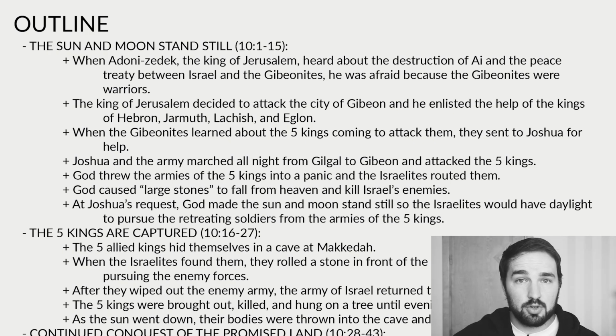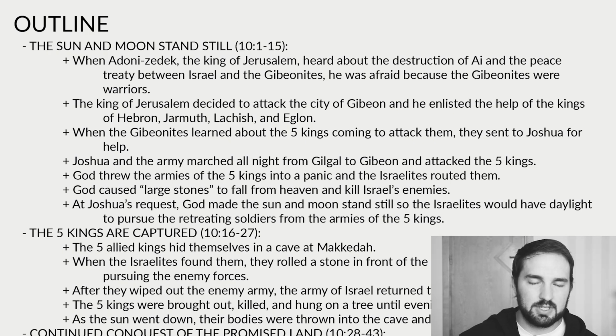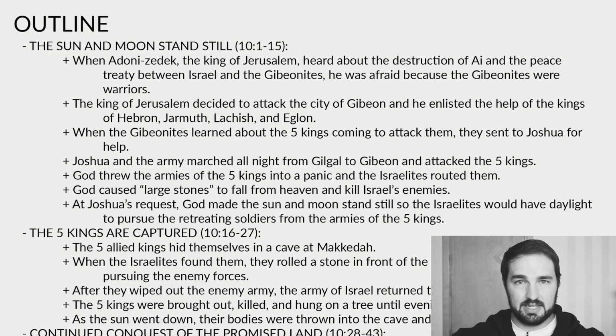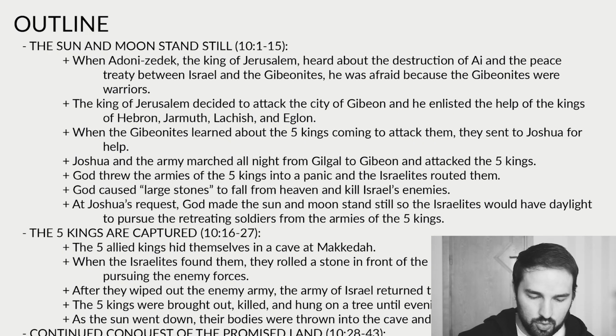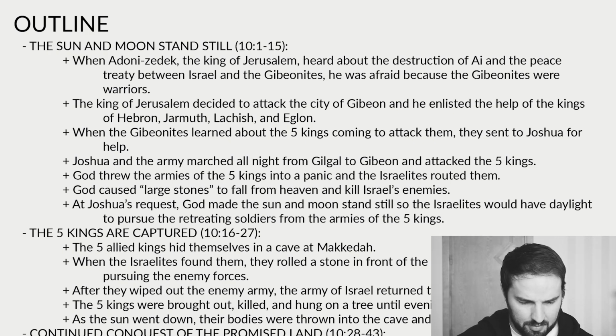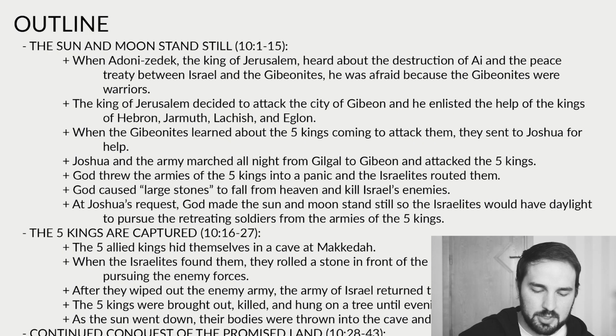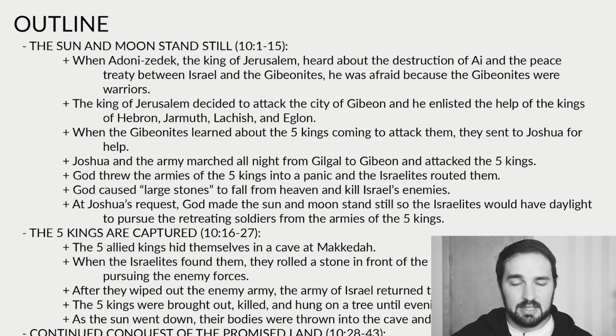When the Gibeonites learned that these 5 kings were coming against them to attack them, they sent to Joshua and said, hey, we made peace with you. Send some people over here to help us and to save us from these 5 kings. Joshua and his army marched all night from Gilgal to Gibeon and attacked the 5 kings. And the text says that God threw the armies of the 5 kings into a panic, and the Israelites routed them.